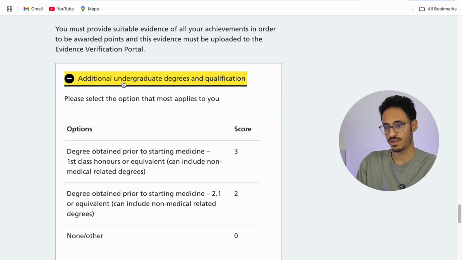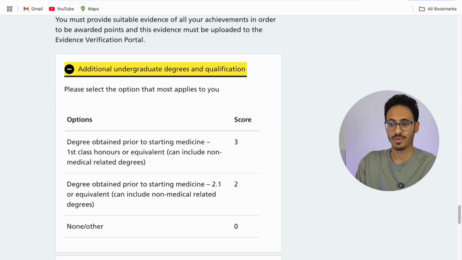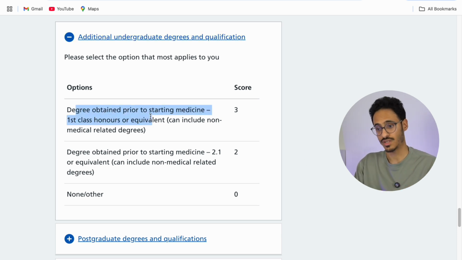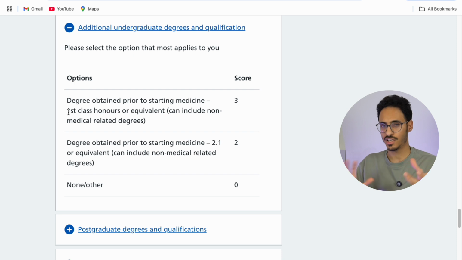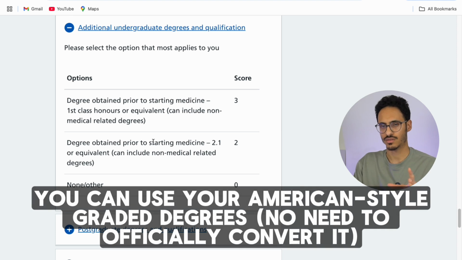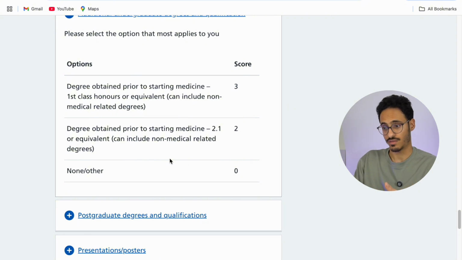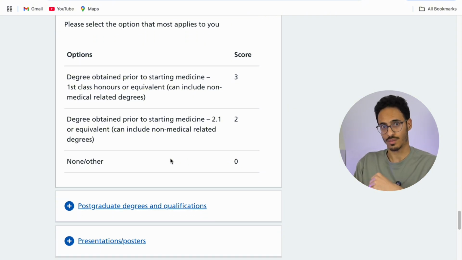So the first domain is the undergraduate degrees. Now, many people don't have this because this is an additional undergrad degree. Imagine you have another degree before starting medicine, which you've scored a first class honors in. Now, the terminology is slightly different because the American system gives A, B, and C, etc., whereas the British system goes with first class or 2.1 or 2.2. You can convert that online. You can just Google how your grade converts to the British system, but you can still use the same evidence without actually converting it. Now, I did not have any of that, so I had 0. I'll walk through my own application as well.